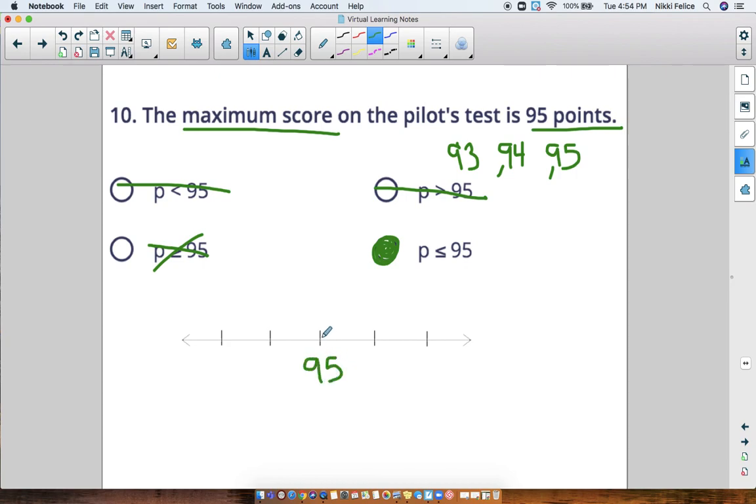If I were going to graph it on a number line, I would color in my circle because 95 is a possibility. We have that equal line there. Less than would be going this way because this would be on a number line 94 here, this would be 93, and so on. So as you're doing these problems, ask yourself, what possible number could I get for this problem? And then if I'm plugging in my number where the variable is, does that make sense?